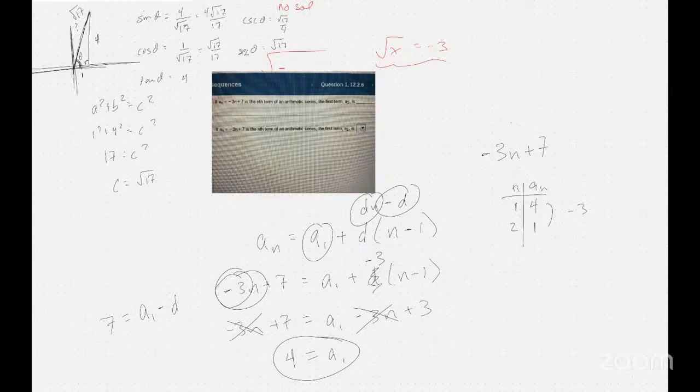I feel like there's another way to do this as well, but I can't remember what that method is. Did they teach you a different way to do this problem? No, that's basically it. All right.